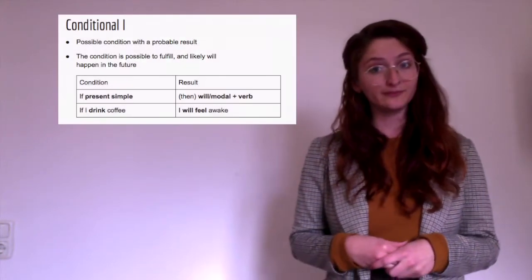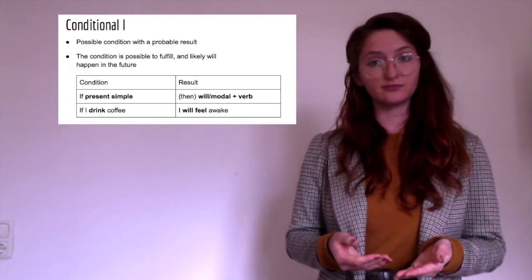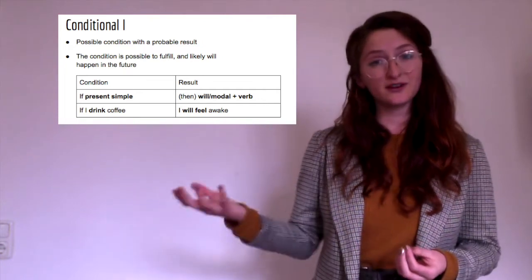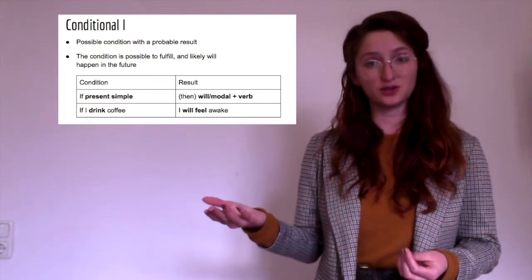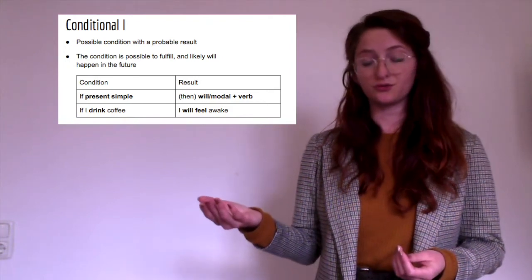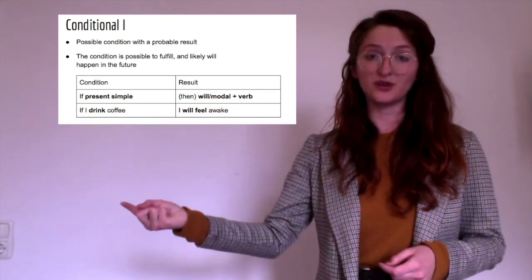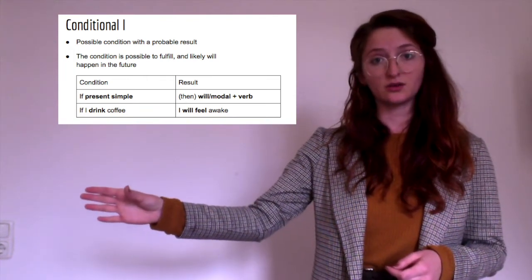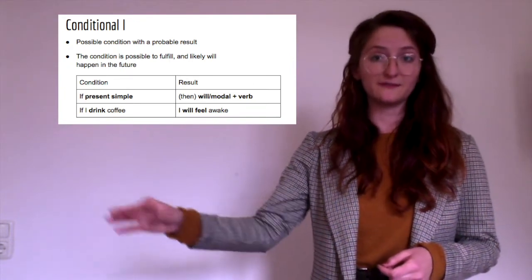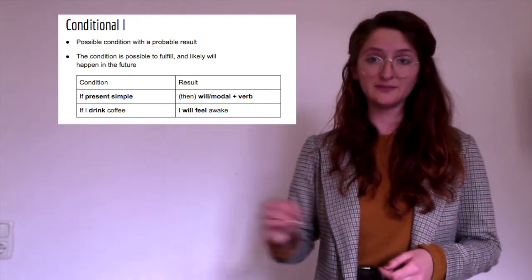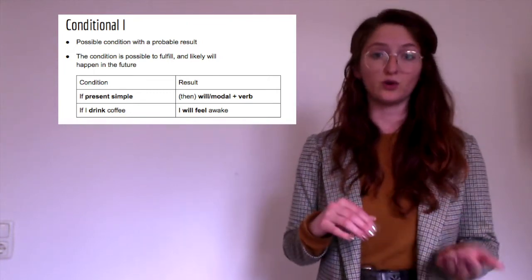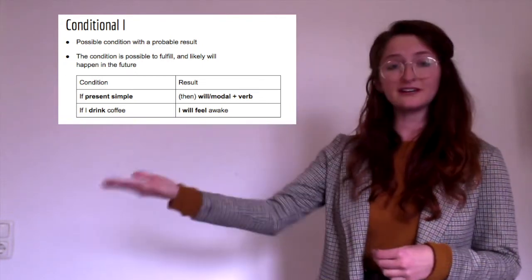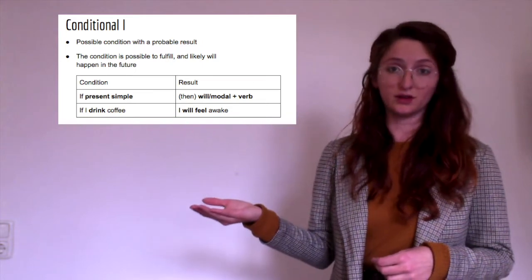Let's move on to type 1. This is a possible condition and its probable result. So something that will probably happen, and a very possible condition, something that's likely to happen in the future. For example, I can say, if I drink coffee. In type 1, the if clause uses the simple present, if I drink coffee, and then the independent clause uses the simple future, so I will. You can also use I'm going to, but I'm just going to use the simple future for now. So if I drink coffee, I will feel awake.